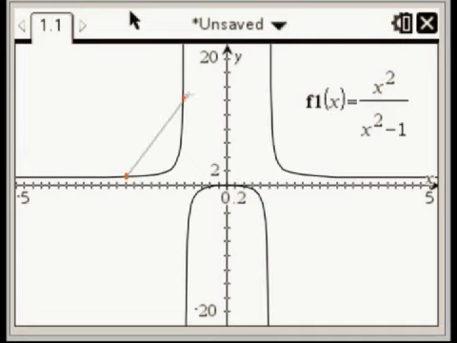Let's look at this last problem. If I pick any 2 points in this interval from negative infinity to negative 1, I'm always going to have a positive slope. But now if I say from negative infinity to 0, let me pick 2 points, any 2 points I want. Here's one, here's another. You'll notice that this is going to be a downhill slope.